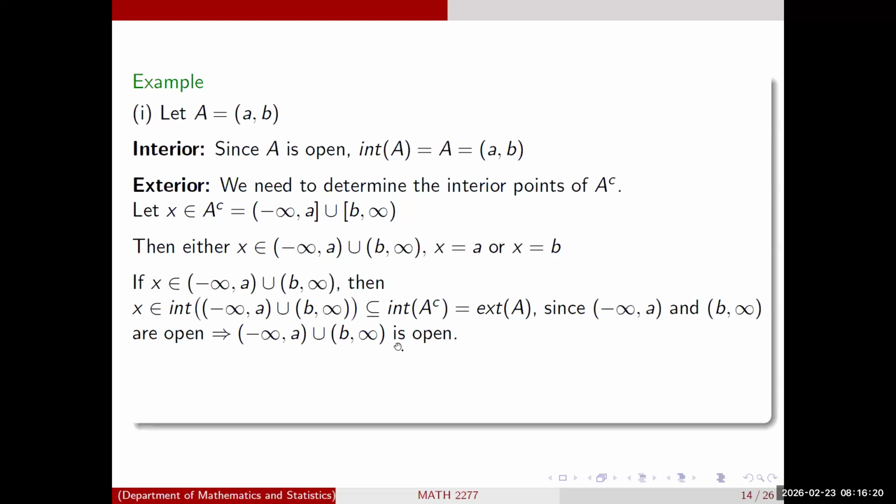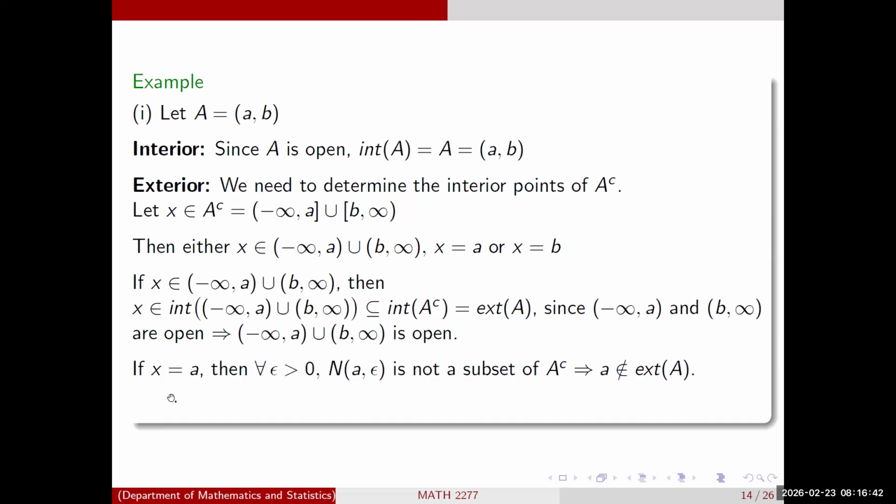Since open intervals are open and the union of two open intervals is open, we have a lot of points right away for the exterior. Now we just need to check: are the points x equal A or x equal B also exterior points? Or are these points interior points of A complement?